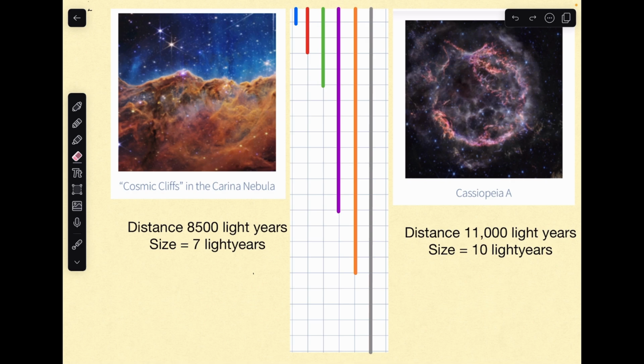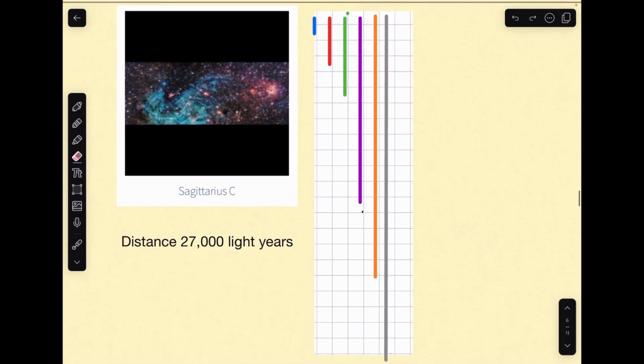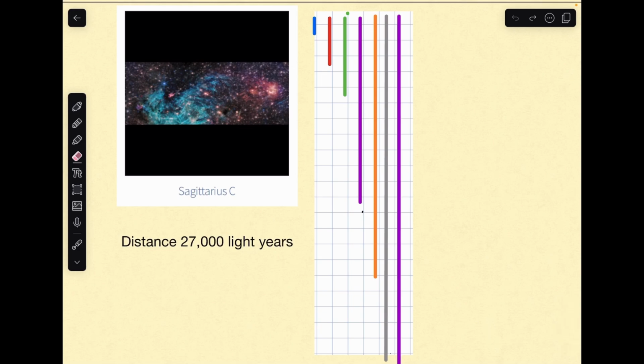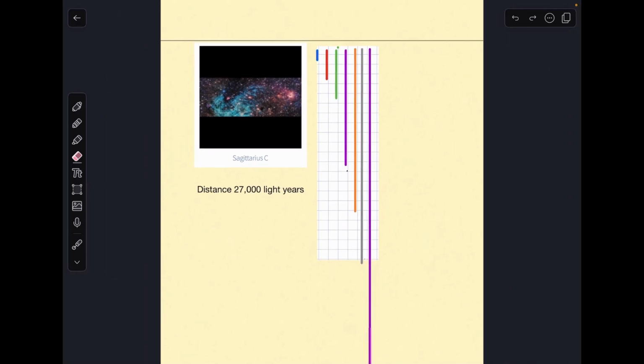Even though it's hard to imagine these distances, they are still small compared to the size of our entire galaxy. The next object, Sagittarius C, is thought to be near the center of our Milky Way galaxy. That distance is 26,000 light years away, and it's too big to show with our current scale, so let's pinch in a bit.